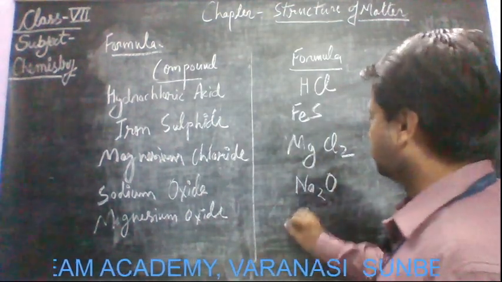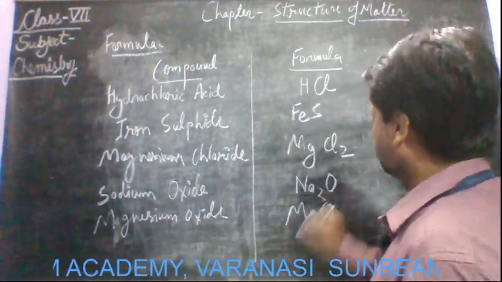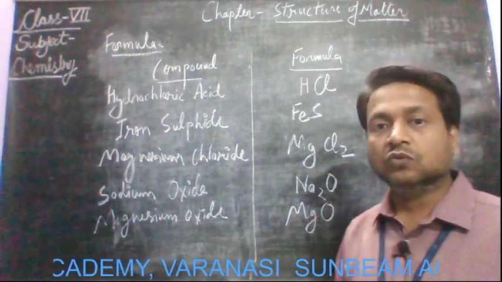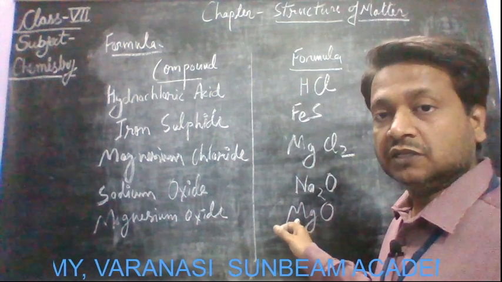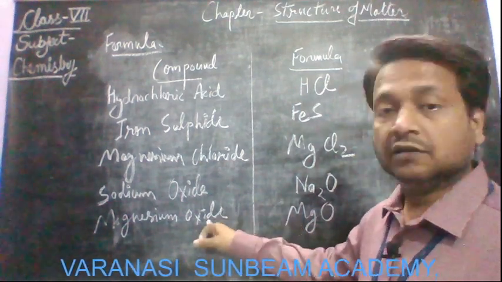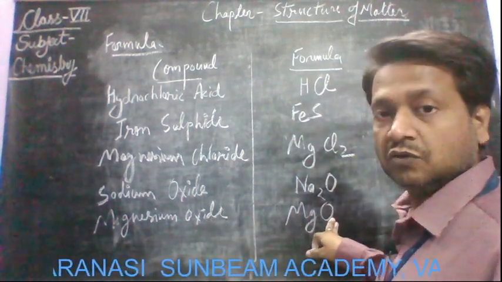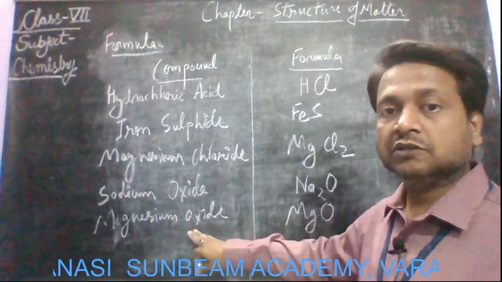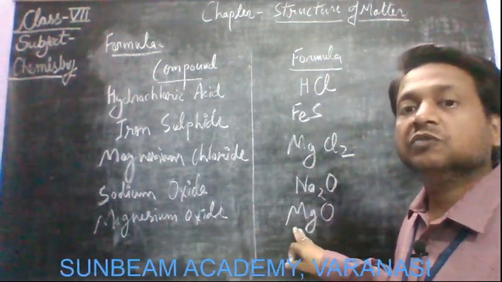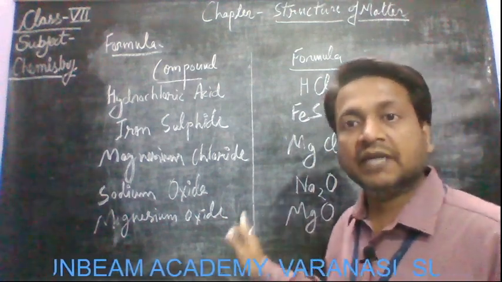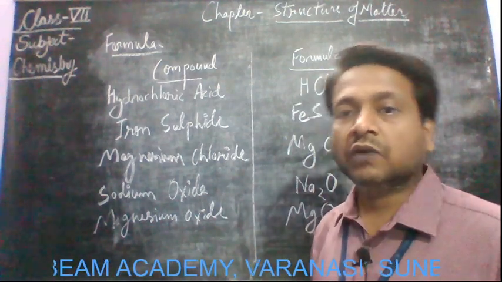Magnesium oxide, MgO, as magnesium symbol Mg and oxide symbol O. So this compound has the formula MgO because these two elements are present in 1 is to 1 ratio.